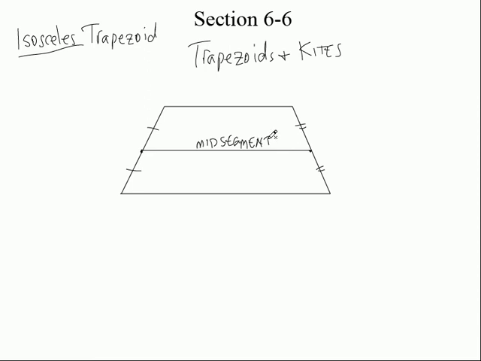Okay, we call this the mid-segment. What does the mid-segment do? It connects the midpoints of the legs of a trapezoid. You hear me? These are the legs of the trapezoid, and it connects them. Again, this is not necessarily an isosceles trapezoid, so you can have a mid-segment of any trapezoid.